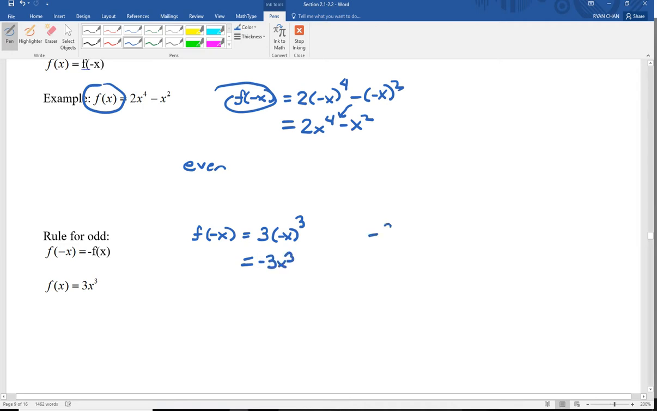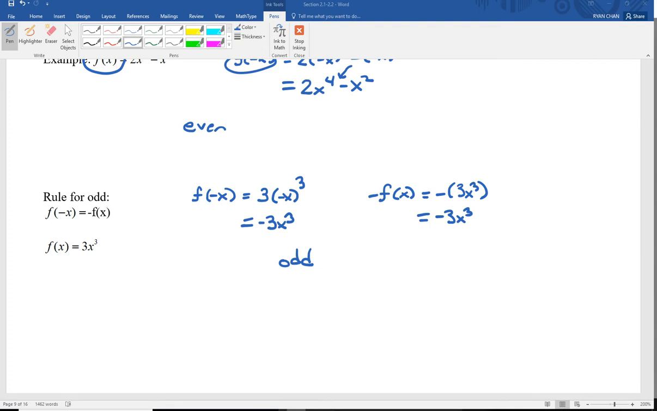And then I'll do negative f of x separately. Now what does that mean? That means I take my negative and I put it in front of the entire function. So since my original function is 3x cubed, I'll put negative in front of 3x cubed, and then I'll simplify it. Notice they're both the same, so hence this is odd.